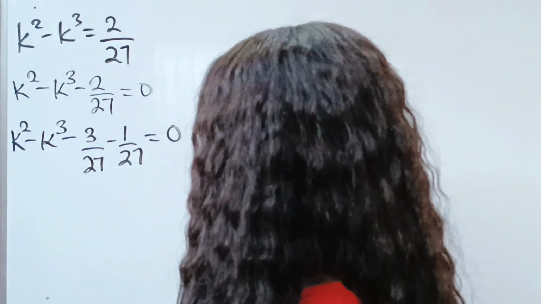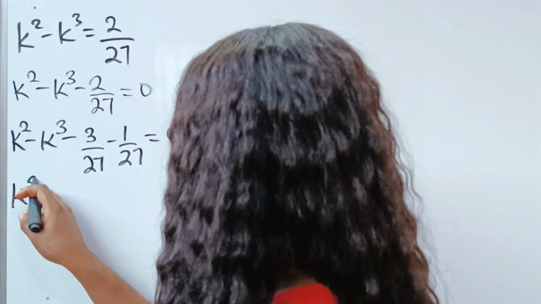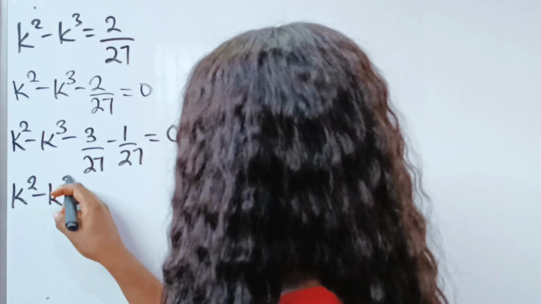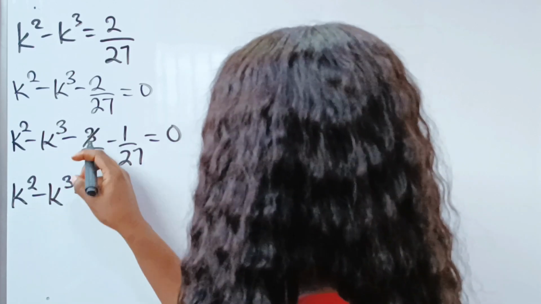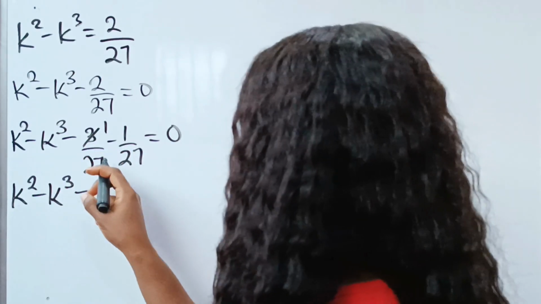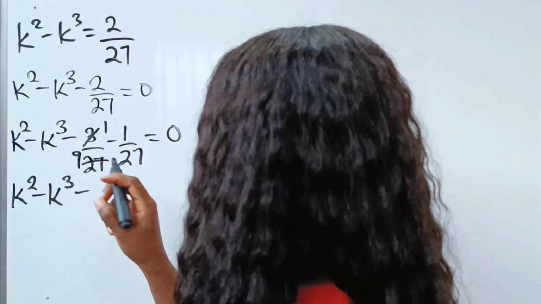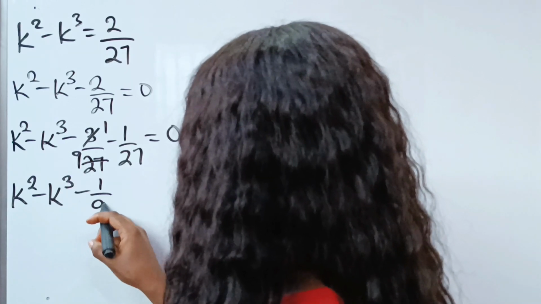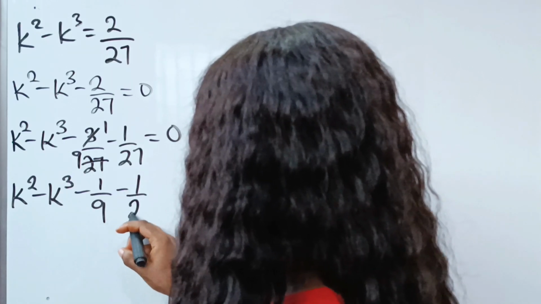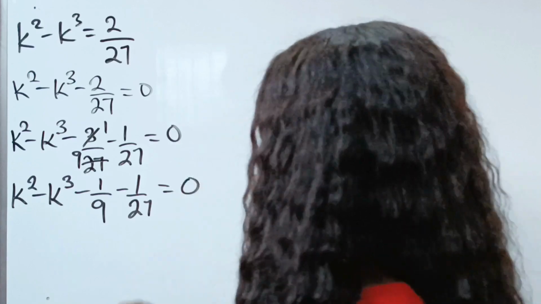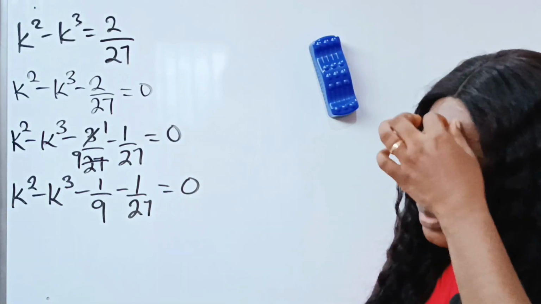Okay? Alright, so we have k to the power of 2 minus k to the power of 3 minus 3, we divide itself to give us 1. We divide 27 to give us 9, right? So we have minus 1 over 9 minus 1 over 27 is equal to 0.